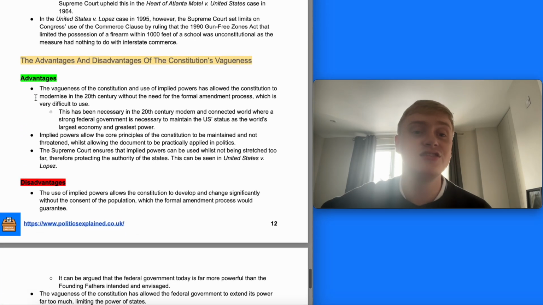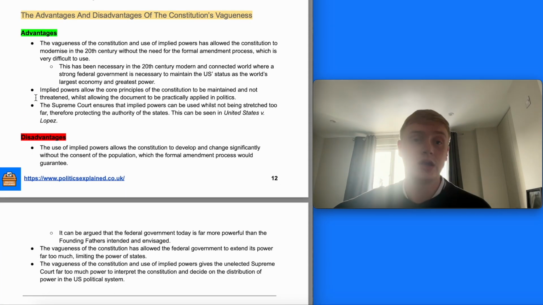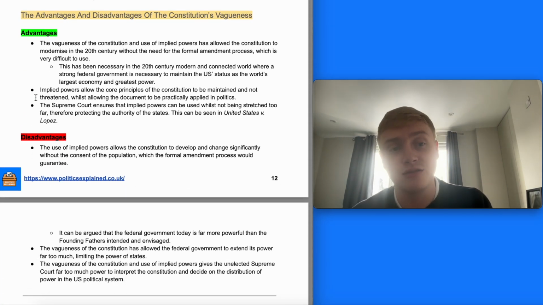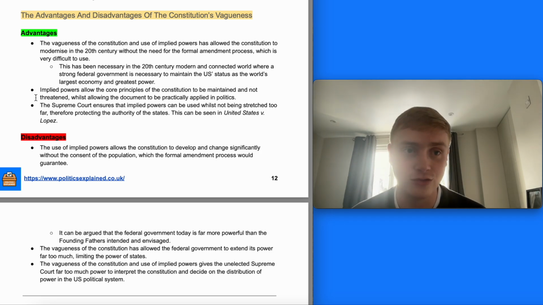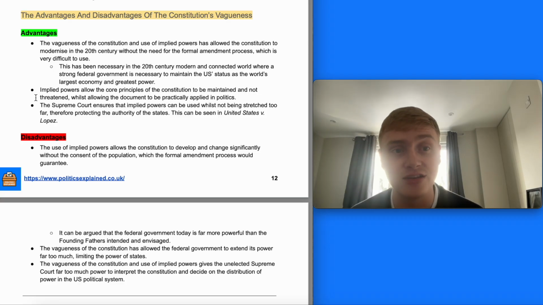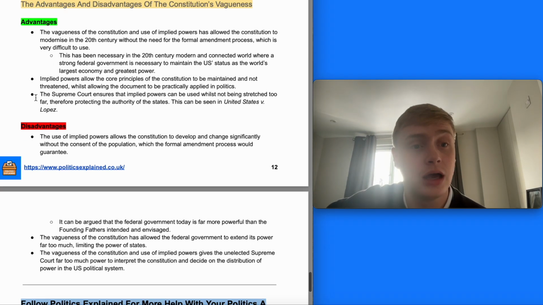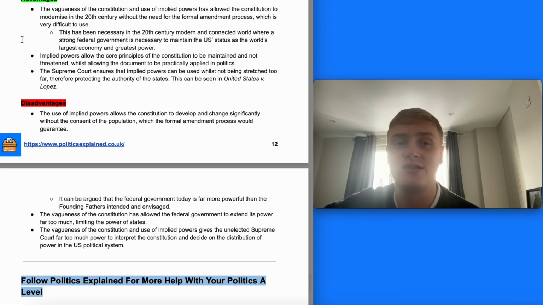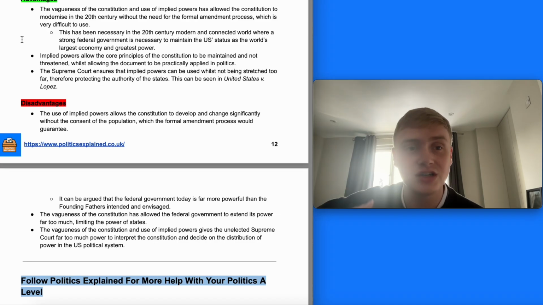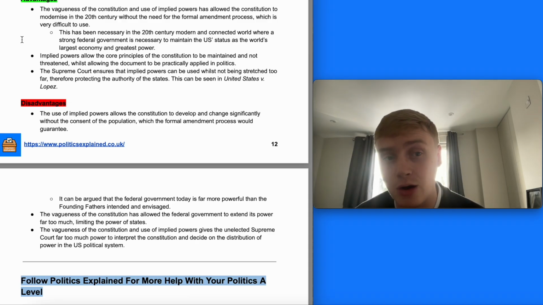In terms of the advantages and disadvantages of the Constitution's vagueness, on the one hand, in terms of advantages, the vagueness and use of implied powers has allowed the Constitution to modernise in the 20th century without the need for the formal amendment process, which is really difficult to use. This can be seen as necessary in the 20th century, which is modern, connected, and where a strong federal government is necessary to maintain the US status as the world's largest economy and greatest power.